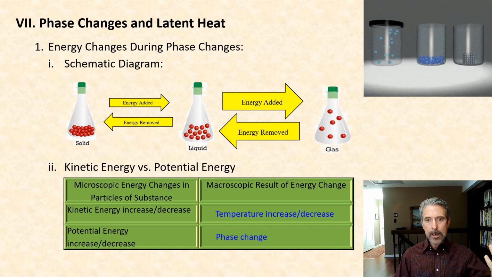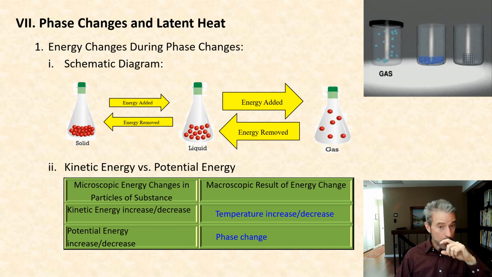Since the particles are attracted to each other, it takes energy to move them further apart. And when energy is added to do this, we are increasing the stored energy in the particles. That is increasing the potential energy of the particles. Conversely, when particles move closer together, that stored energy gets released to the environment. And this is, again, what we call a phase change.